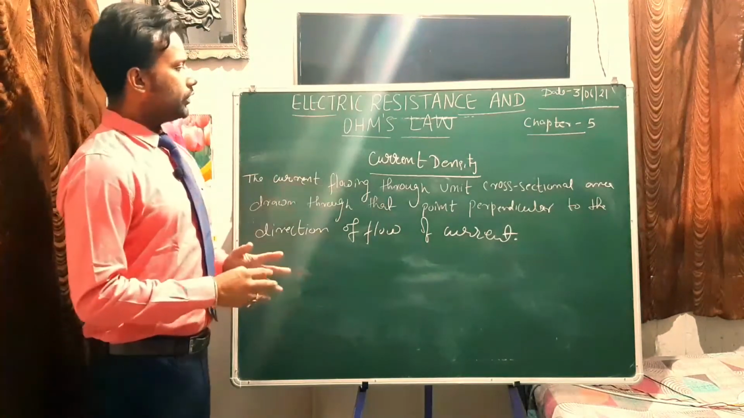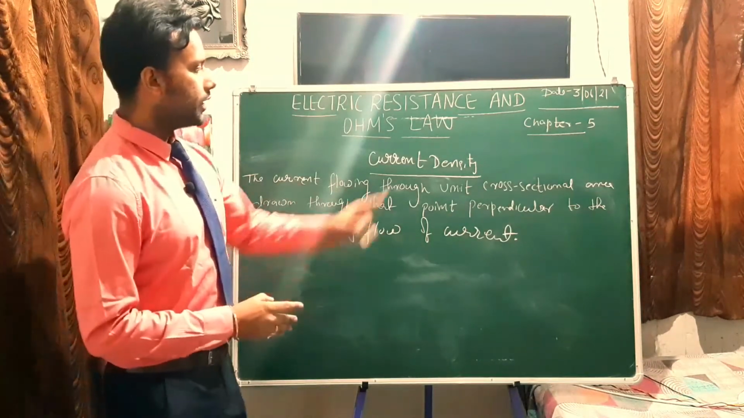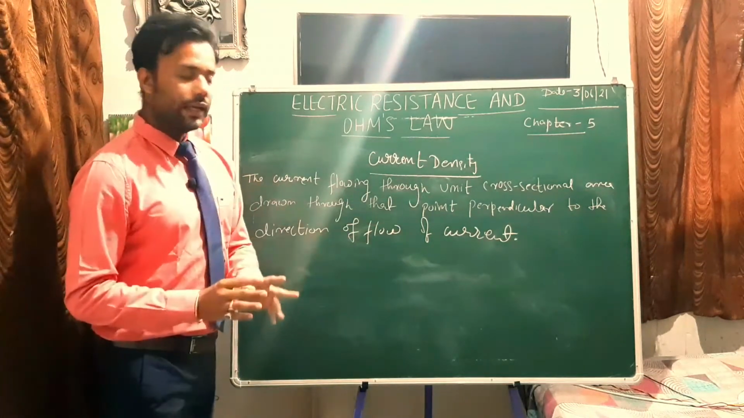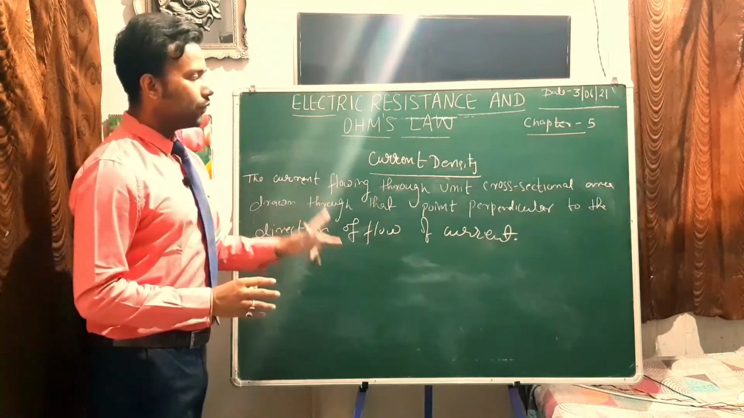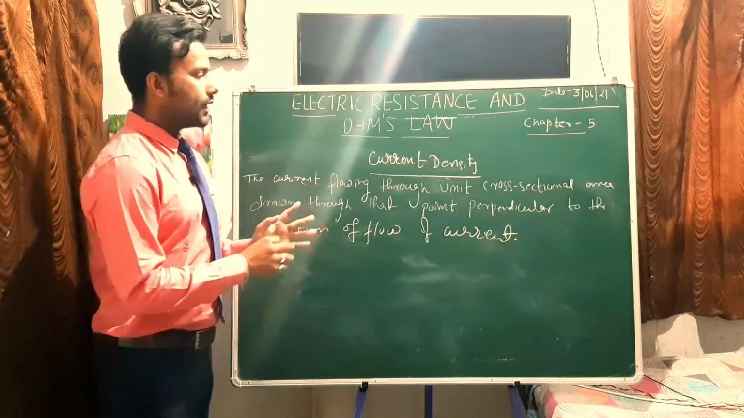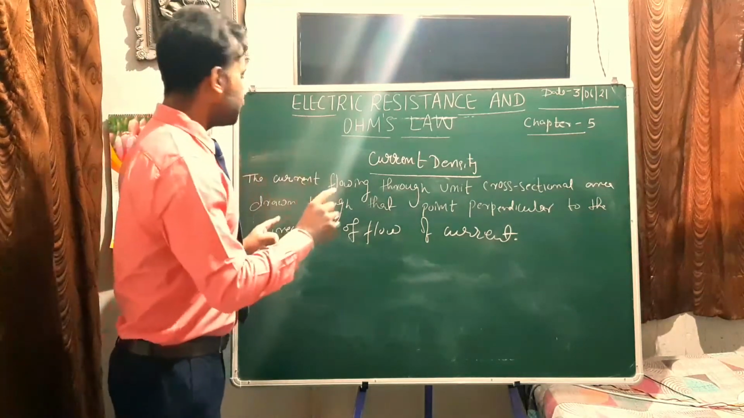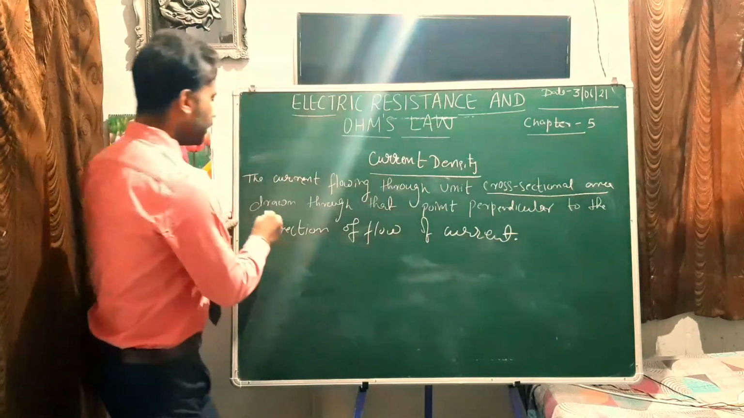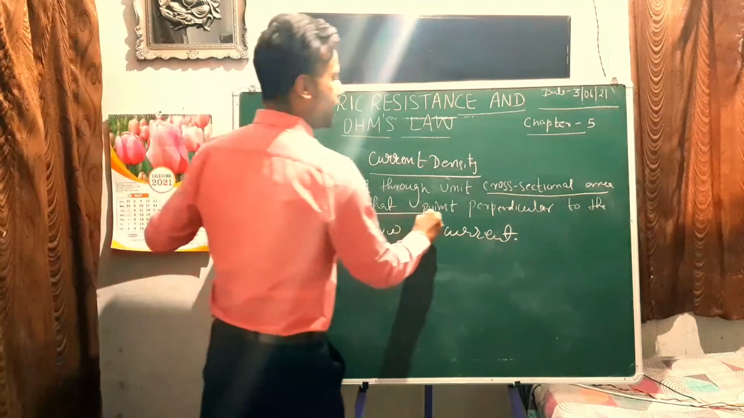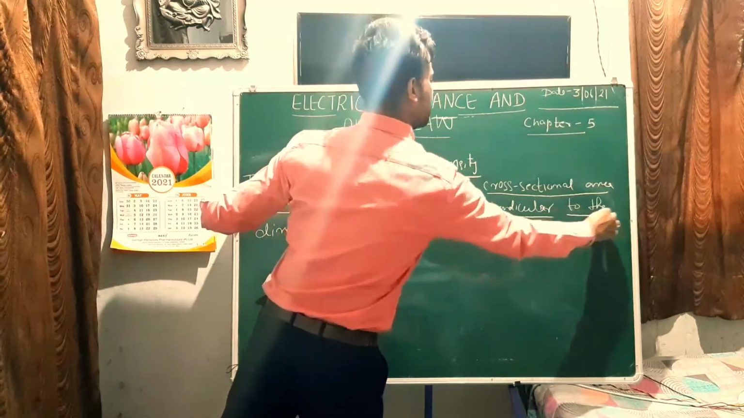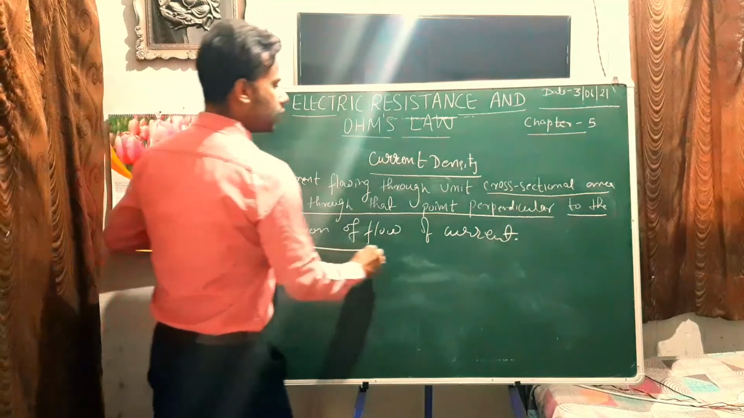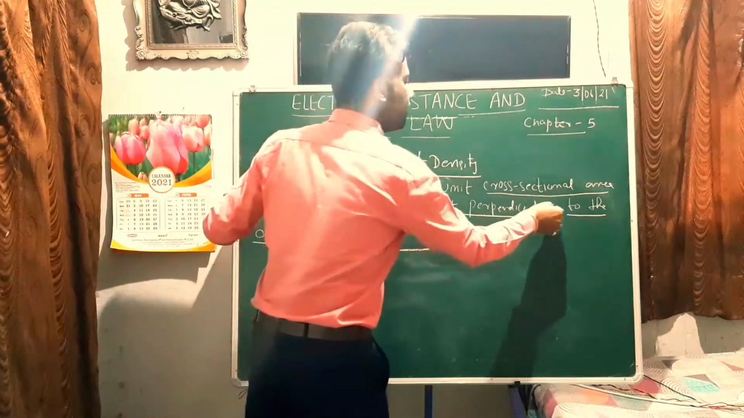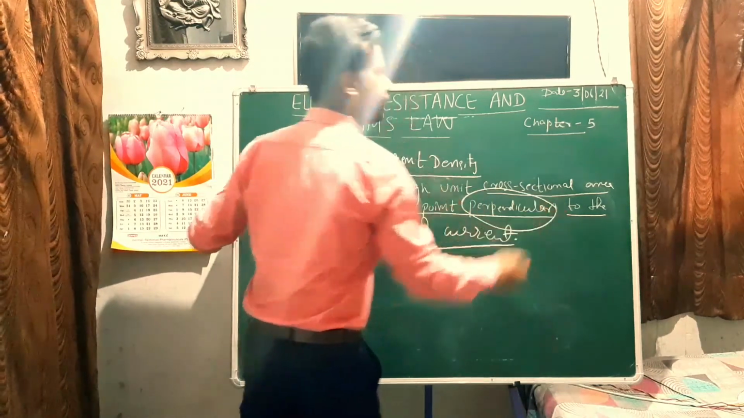Now let's see the definition of current density. It is the current flowing through unit cross-sectional area drawn through that point perpendicular to the direction of flow of current. There is a very important point in this definition: the cross-sectional area is drawn through that point perpendicular to the direction of flow of current. That means we have to take the perpendicular area.